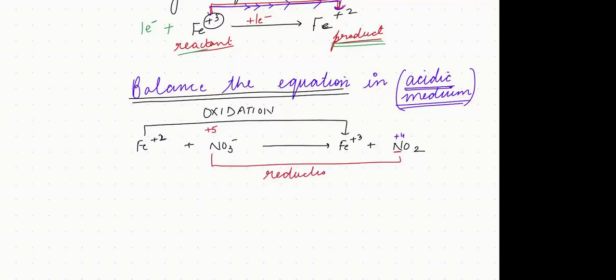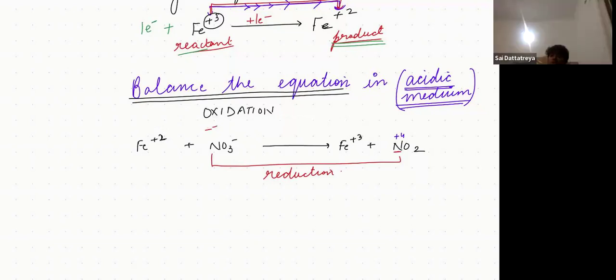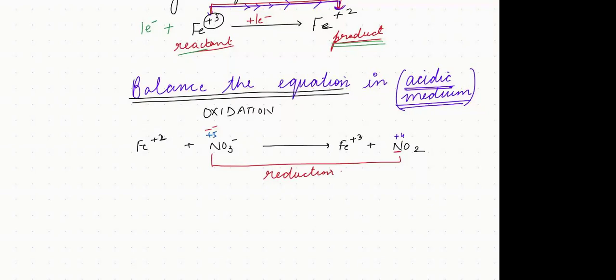Also keep in mind what is happening when nitrogen moves from +5 to +4. The electron is going towards nitrogen. When two things are reacting, Fe is losing one electron to become Fe+3, and that one electron is gained by NO3 negative. That's how it is changing its charge from +5 to +4. I hope you're understanding.